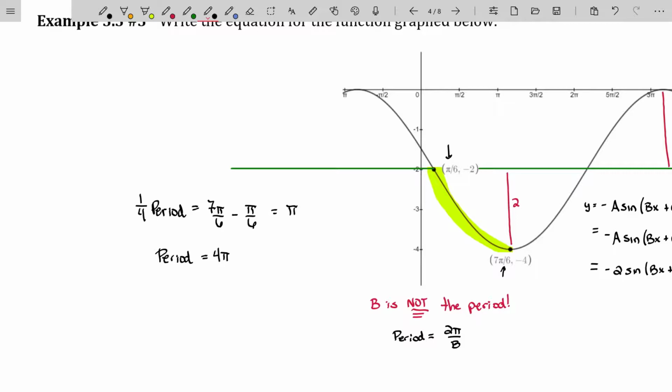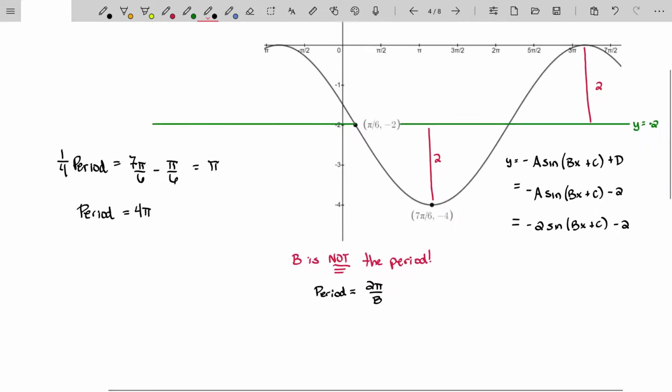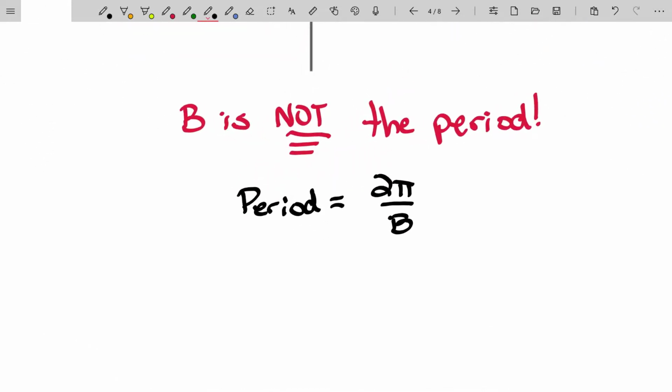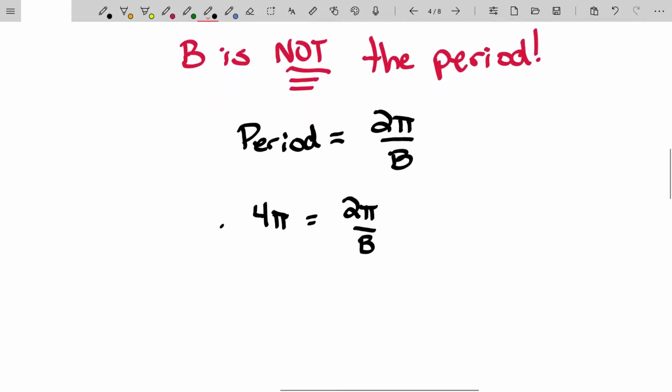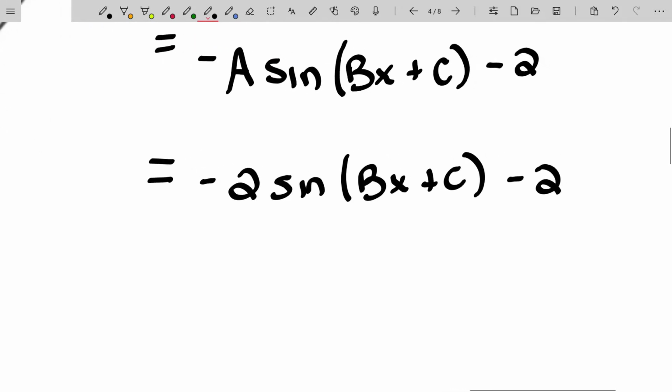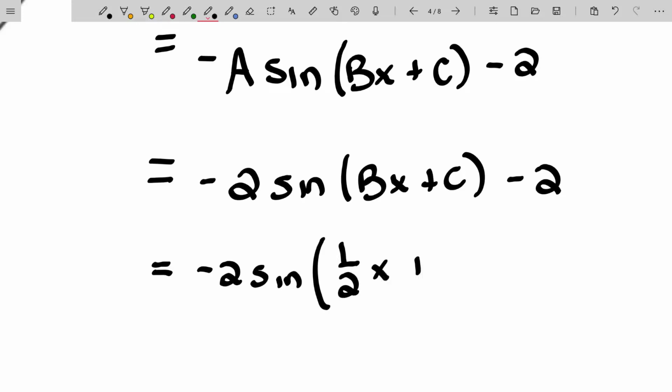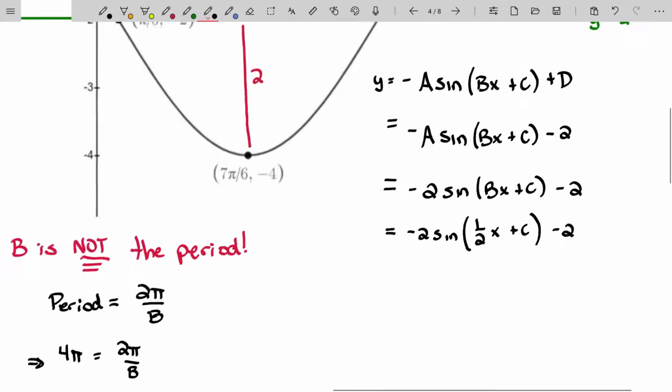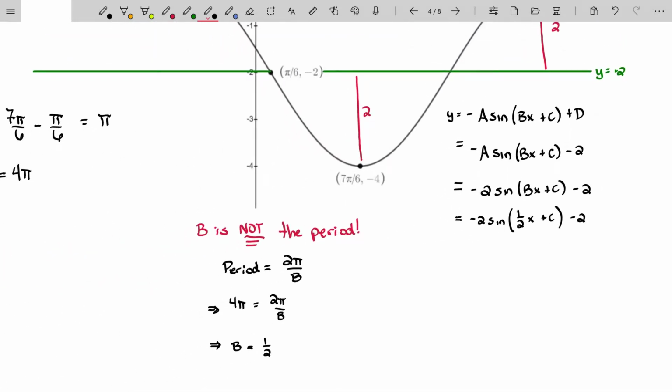Now that I know the period, that it takes 4 pi to go the full length, I can use it in this formula. The period, which we said is 4 pi, should equal 2 pi over b. Multiply both sides by b and divide both sides by 4 pi and you'll get 1/2. So b is 1/2. So now I go back over here and say, okay, this is a negative 2 sine of 1/2 x plus c, minus 2. So again, my critical warning is b is not the period. It is associated with the period via that relation right there.